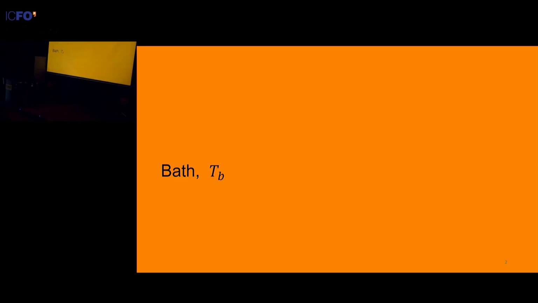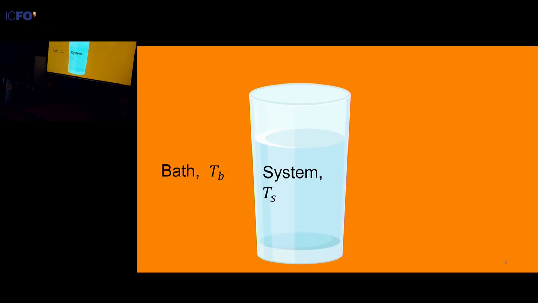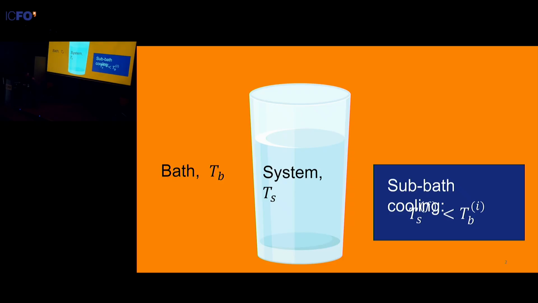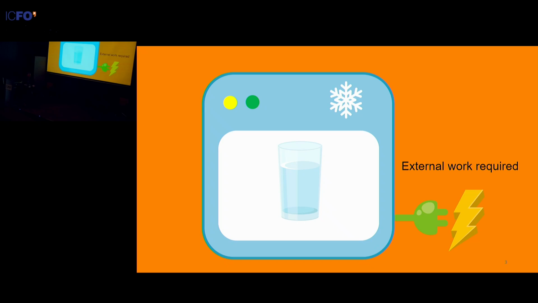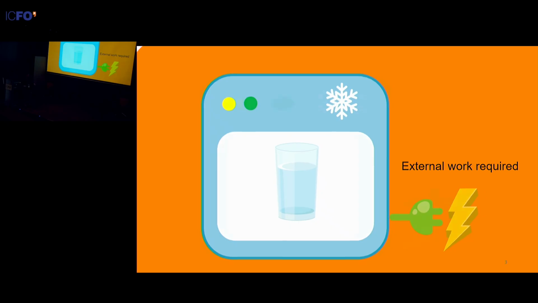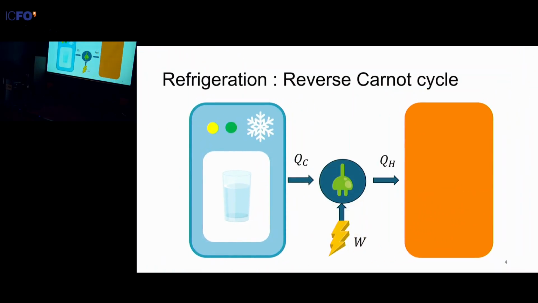Okay, and now let's take a step back to classical thermodynamics. What I mean by sub-bath cooling is that this operation should lower your system temperature beyond the environment temperature. The non-trivial condition is when your environment is hotter, in which case you actually need an external work to pump the entropy out of the system. And this is nothing but what we learned in undergrad thermodynamics, the reverse Carnot cycle.